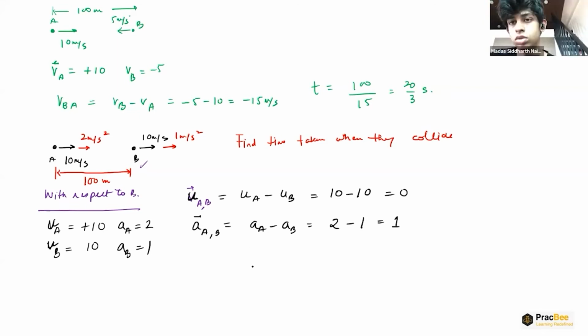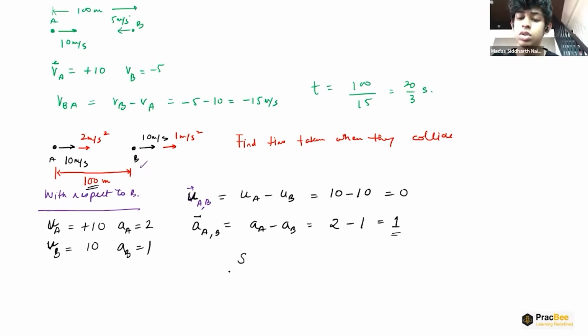Now, with respect to B, since A has more acceleration, you can see the acceleration of A is 1 in the right direction. So eventually A will collide with B, right? So the distance is 100, and we have to find the time.